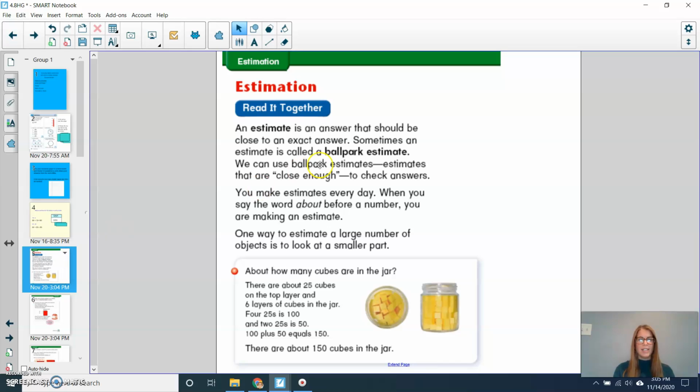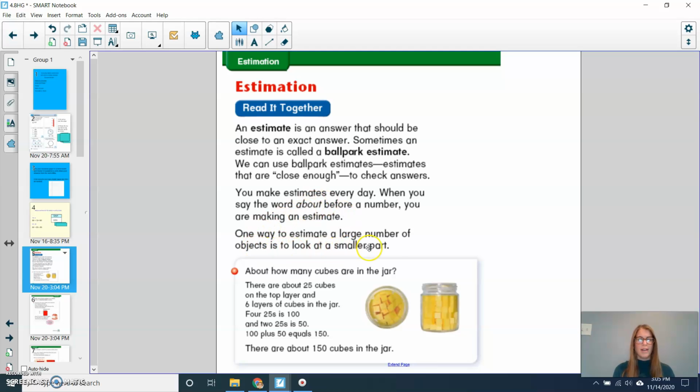So, estimation: an estimate is an answer that should be close to an exact answer. Sometimes an estimate is called a ballpark estimate. We can use ballpark estimates that are close enough to check answers. You make estimates every day. When you say the word about before a number, you are making an estimate.